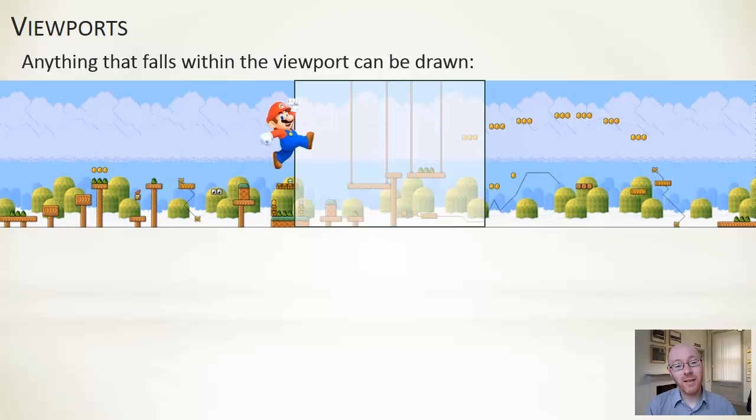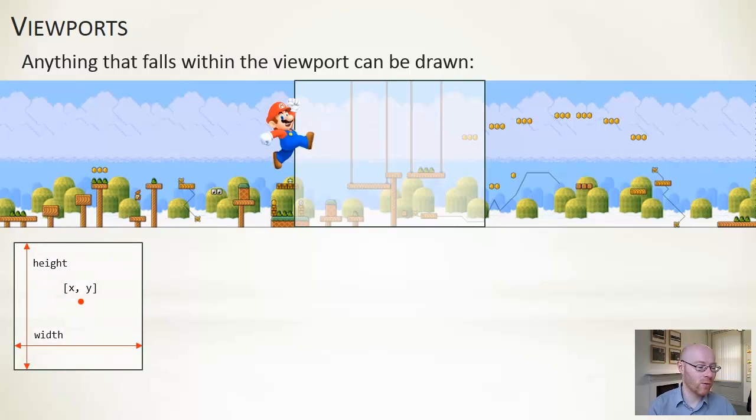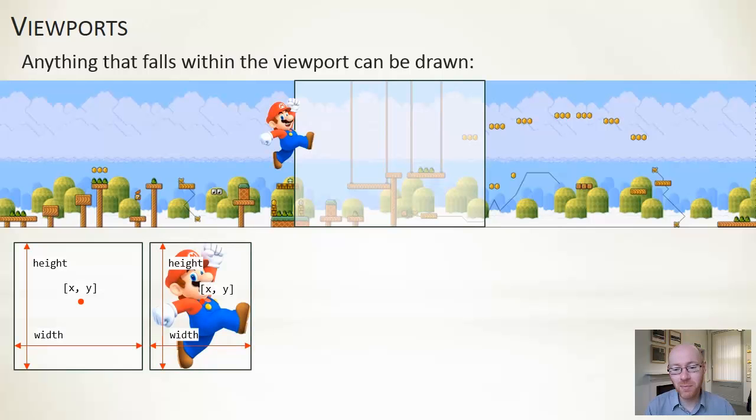The notion here is that if a game object falls within the viewport, then it's visible and we draw it out. So here we've updated our world to have a Mario character. Mario is partially within the viewport and hence should be drawn. We want to work out how we can tell if a game object falls within the viewport, assuming we are representing our viewport and our objects in terms of a center point, a width and a height.